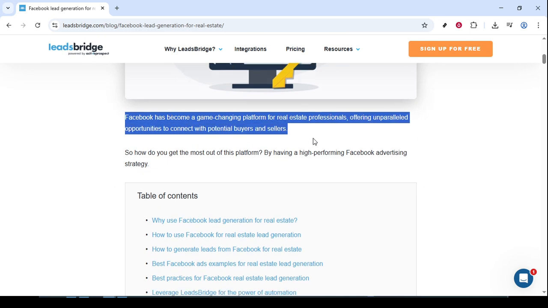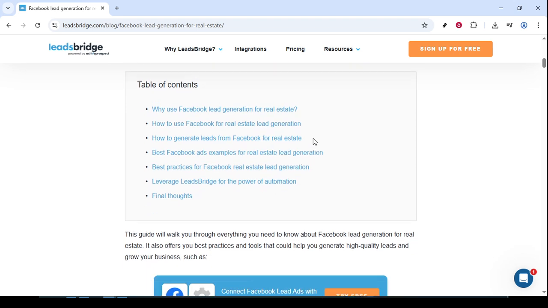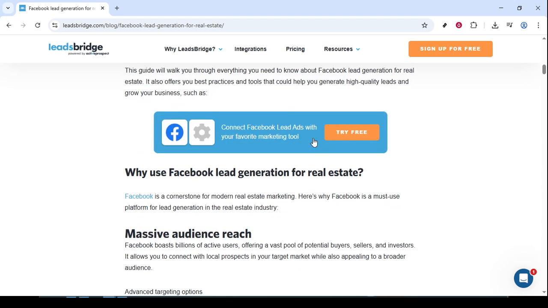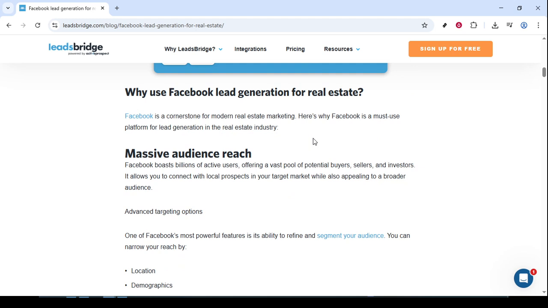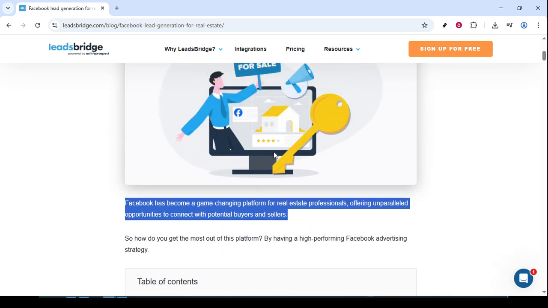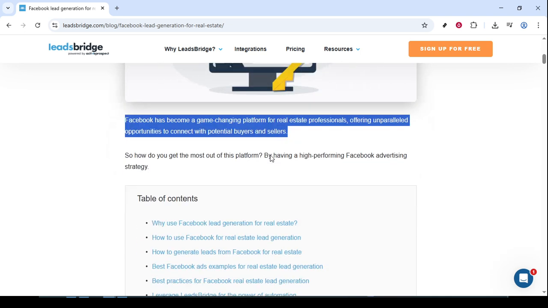To start, you'll want to visit the comprehensive guide on Facebook lead generation for real estate by LeadsBridge. This resource will be your go-to for best practices and tools that can help you generate quality leads. Now, let's focus on creating a Facebook lead ads campaign.